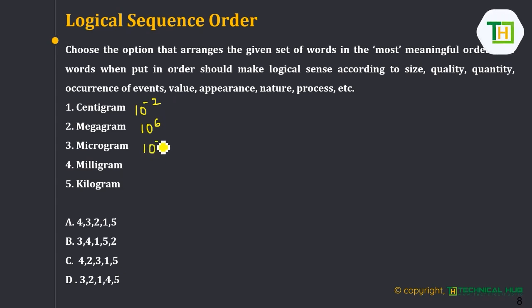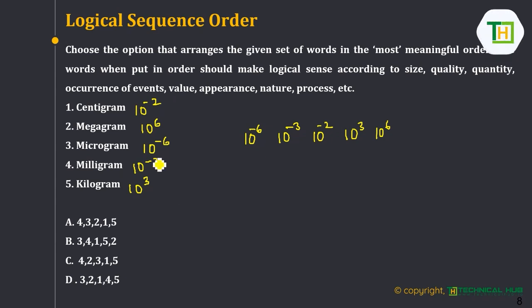Microgram is 10 power minus 6. Milli means 10 power minus 3. So kilo means 10 power 3, that is plus. Okay. So once we know these values, we have to arrange them either from the smallest to the largest value or from the largest to the smallest value. So we'll do it from the smallest. So smallest of all is 10 power minus 6. Next it is 10 power minus 3. So 10 power minus 2, 10 power 3 and 10 power 6. So this should be the order.